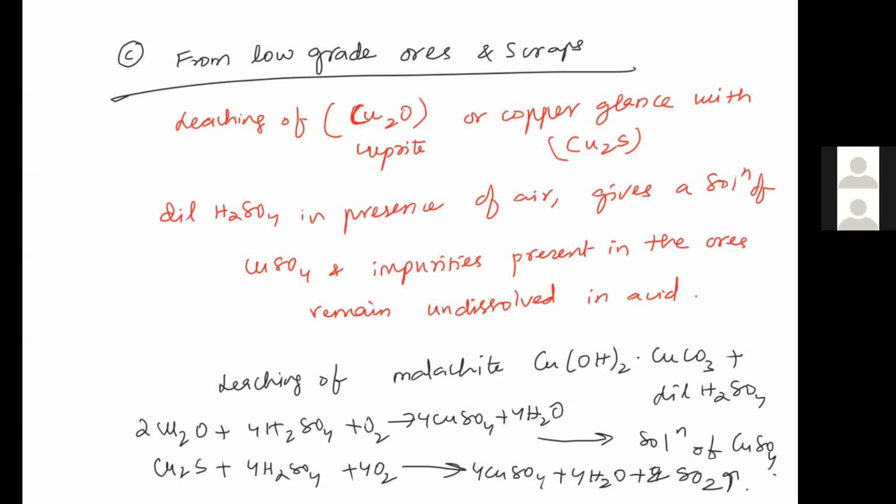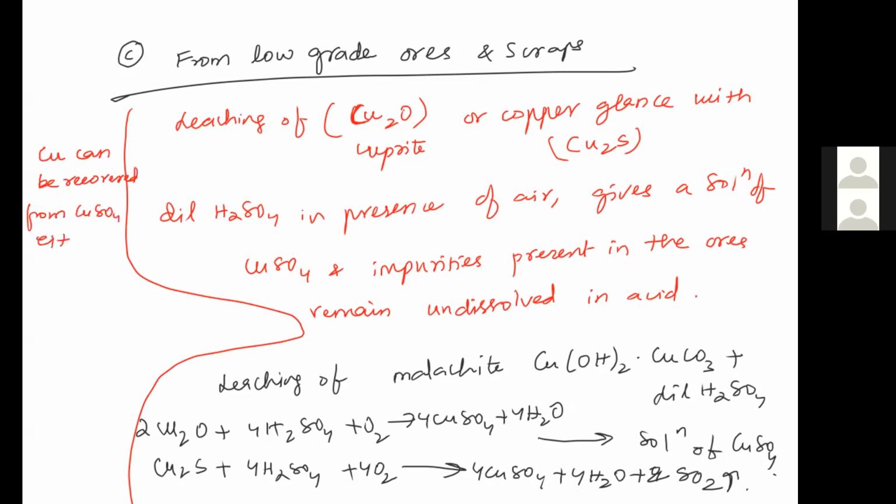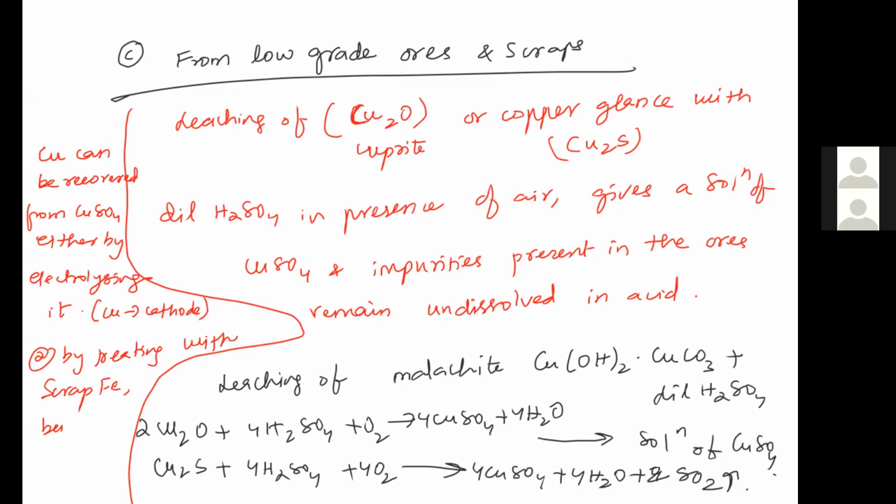But how do you get the copper out of the CuSO4? Copper can be recovered from CuSO4 either by electrolyzing it, where copper is collected at the cathode, or second, by treating with scrap iron, which, being more reactive than copper, displaces it. That's the third method.